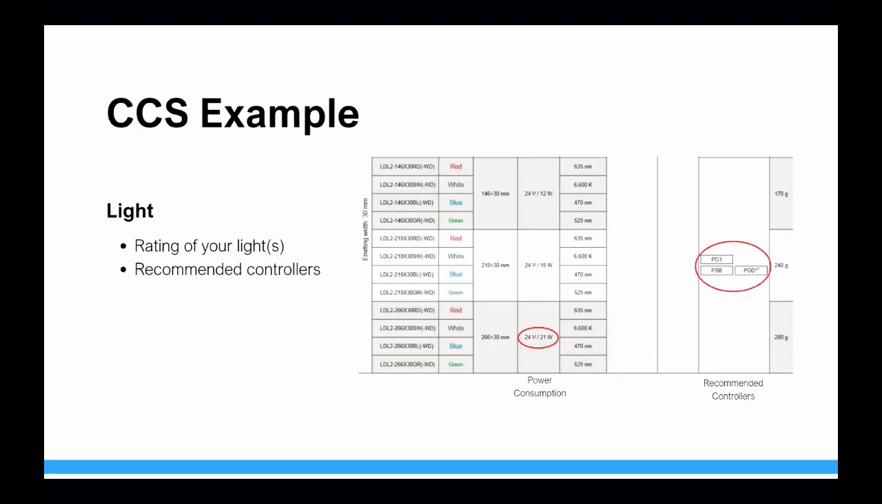If you've decided that you just want to use a CCS controller with the CCS light, if you look in our catalog and pick out the light you want, the power consumption will be listed, so 24 volts and 21 watts, and it will also list the recommended controllers. In this scenario, the PD3 is the voltage pulse width modulation controller, the PSB is the voltage analog controller, and the POD is the overdriving controller. Let's say we just want it to be pretty simple. We want to control our intensity a little bit and maybe set up a strobe. We want to go with the PD3.